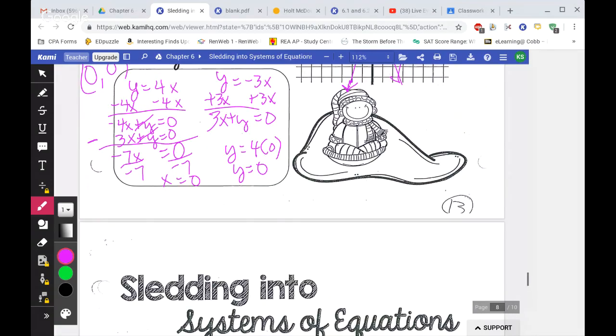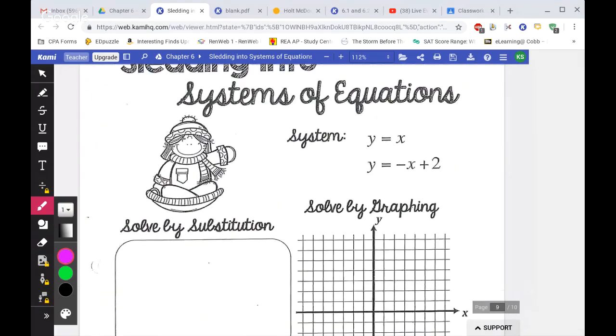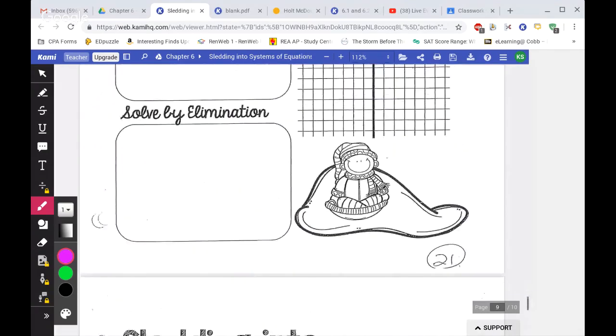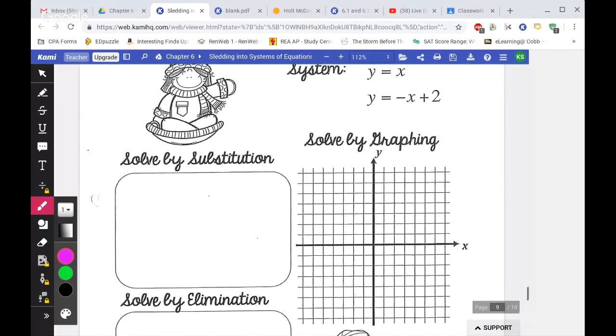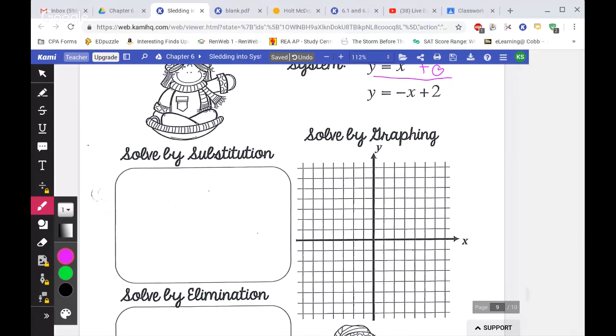All right. I'm going to move on to the next page. It's page 9 in the packet, and it's labeled page 21. All right. Once again, for graphing, it needs to be in slope-intercept form, which is y equals mx plus b. If you look at the equation and you don't immediately see a b, if you will, you kind of know that it's plus 0. So 0 is going to be your y-intercept.